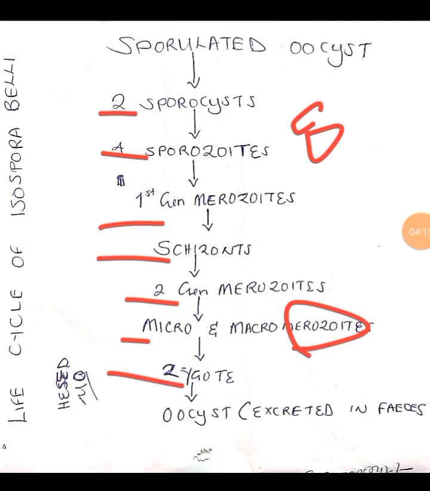This zygote which will be formed is going to develop into an oocyst. This oocyst is going to be excreted in feces. If you come across or ingest any contaminated food with an oocyst of Isospora belli, it will cause the life cycle to continue. So basically, this is the life cycle of Isospora belli.